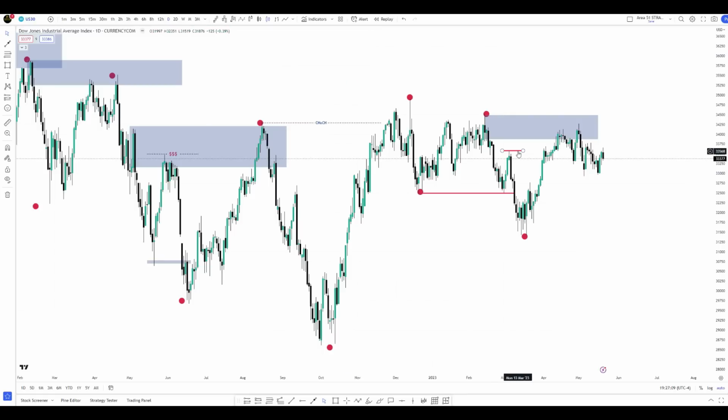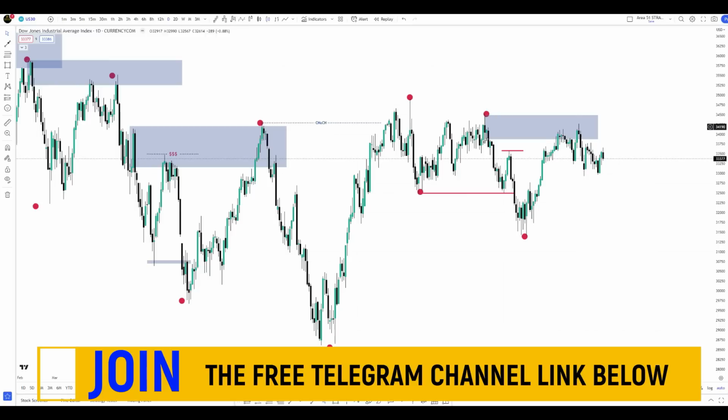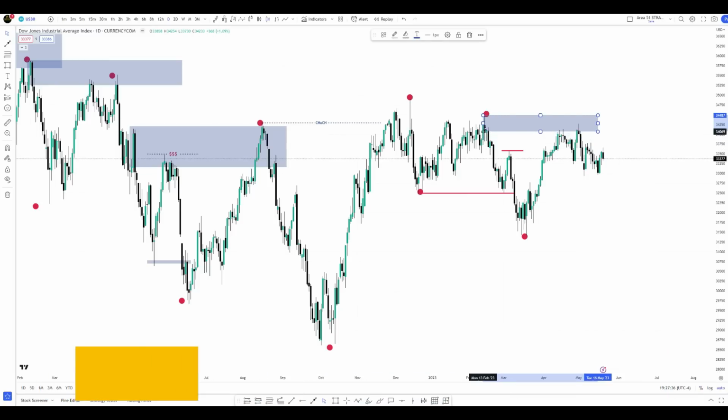Liquidity is basically when they take the traders out of the market, and inducement is when they trick the traders into getting into the market. All right, because if you can see, this was a clean supply zone, but for some weird reason this supply zone did not hold. Instead, it turned into a liquidity or inducement.